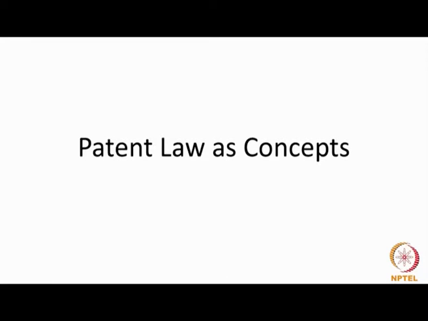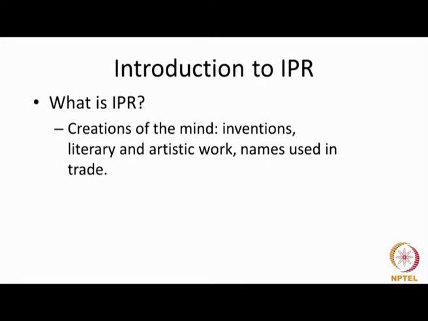Patent law comprises different legal concepts, and together they form the branch of law called intellectual property rights. But before we understand patents, we need to understand what intellectual property rights are. An IPR, or an intellectual property right, is a set of rights that come out of the creations of mind. For instance, inventions are protected by means of patents. Literary and artistic works are protected by the copyright regime, and names that we often use in trade and businesses are protected by the trademark regime.